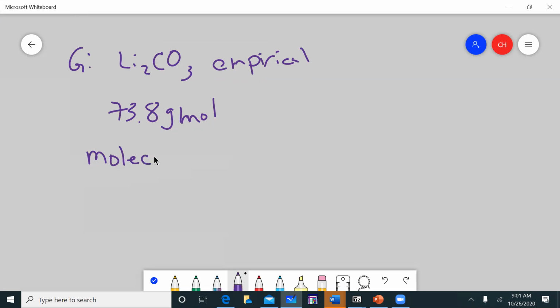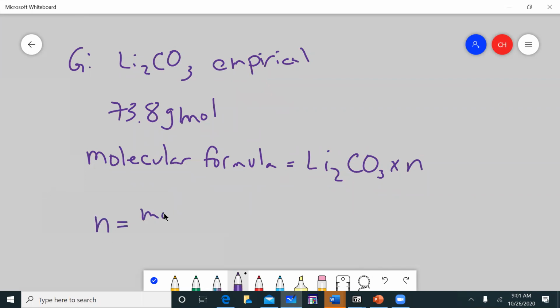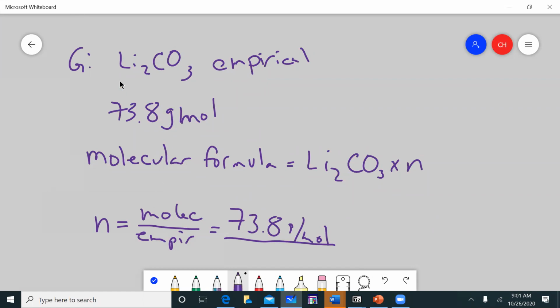So in this case, the molecular formula should equal my empirical, which is Li2CO3, times some value n. The value n, remember, is going to equal my molecular over my empirical mass. Molecular is given, empirical is something you calculate. So there's my molecular, it's 73.8 grams per mole.